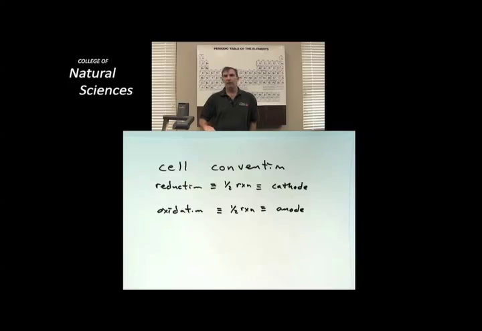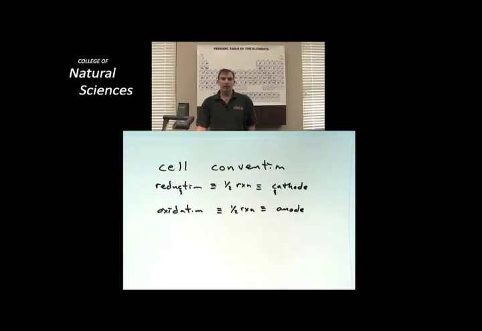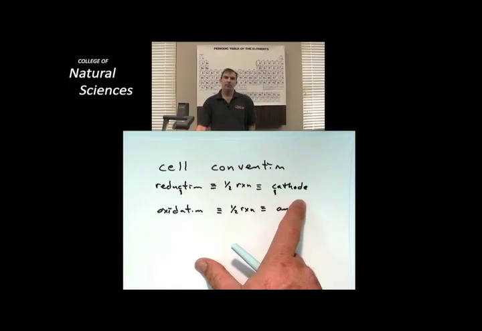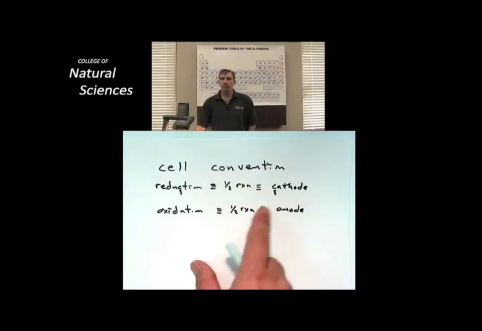Now you might ask yourself, how can I remember these? And I have one really lame way I always do it. Notice that there is the letter C sitting in cathode and the letter C sitting in reduction. So reduction takes place at the cathode and oxidation takes place at the anode. This is always true.